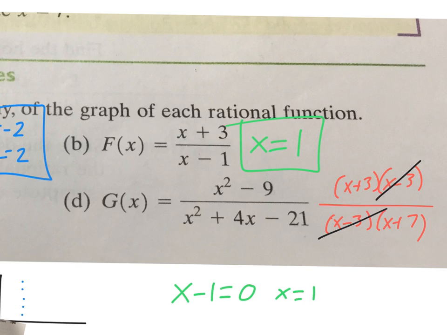Since that crosses out, there's going to be a hole that happens there. We'll talk about that again later, but for now, we're just finding the asymptotes. The only place that an asymptote would occur is for this second factor, x plus 7, where it is equal to 0. So x plus 7 equals 0. That'll be when x is -7. So there is a vertical asymptote here at x equals -7.